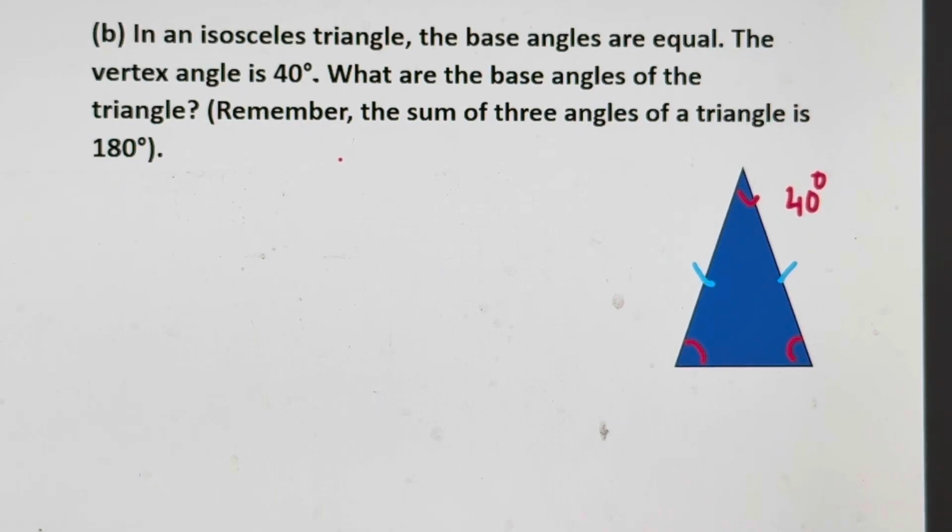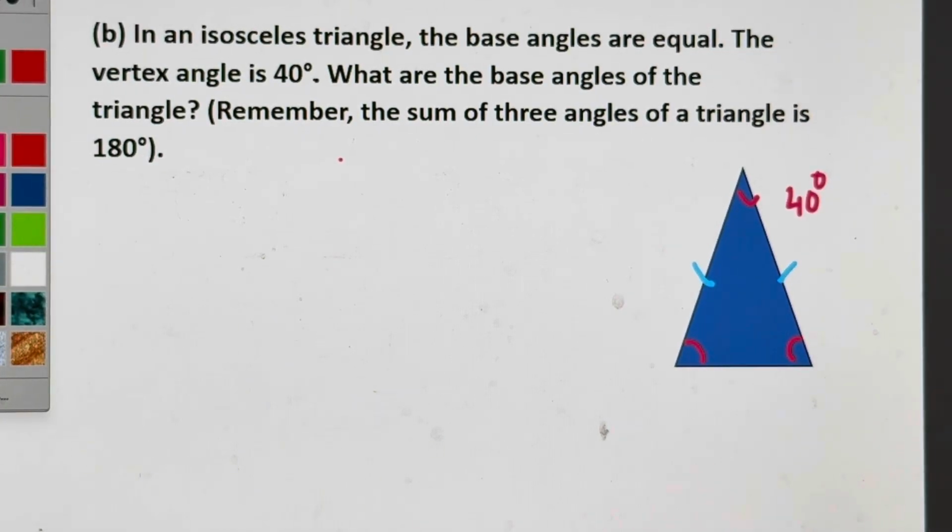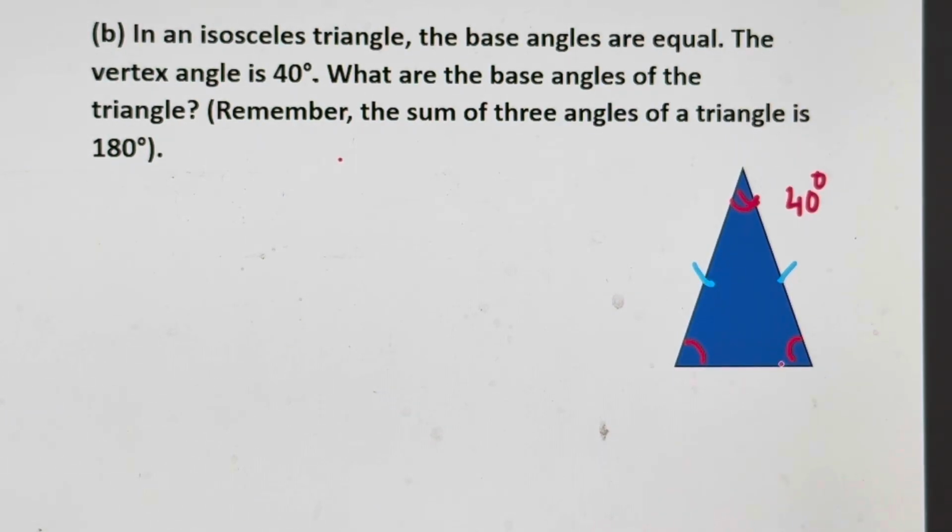Right? So this is 40 and these two angles will be same. The base angles are same. So this basics should be clear with you. Also there is a hint given, the sum of the three angles of a triangle is 180. Okay, that also you need to remember. So what do we do? What are the base angles?